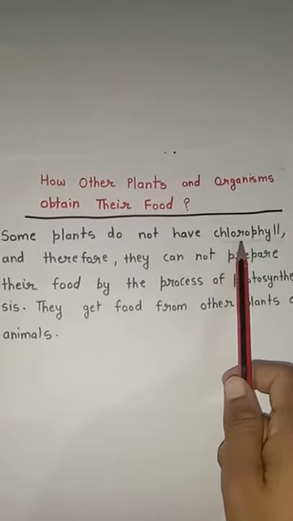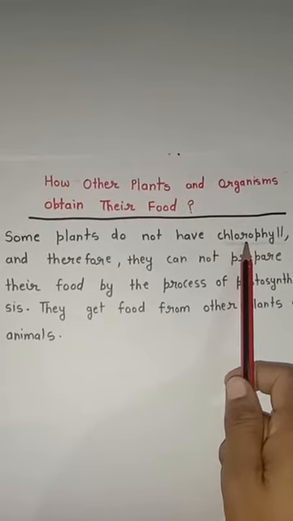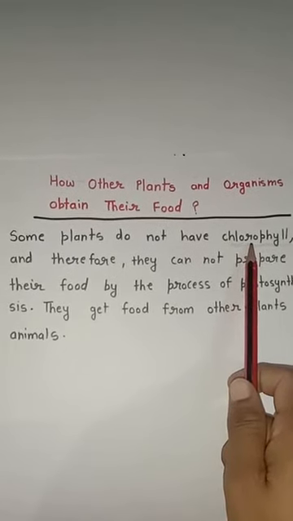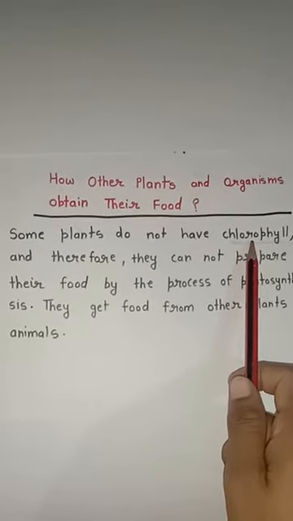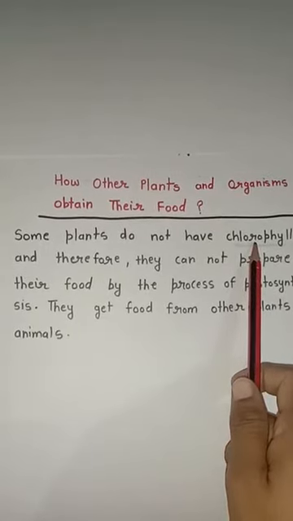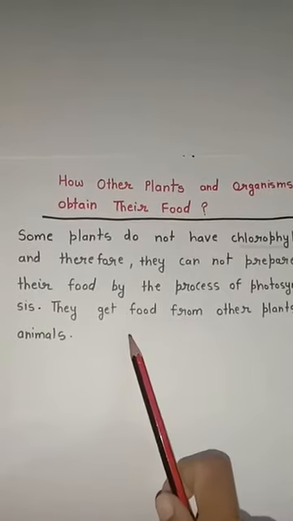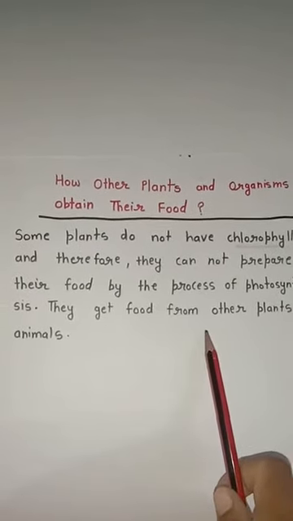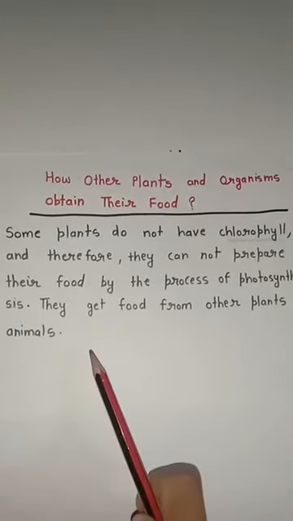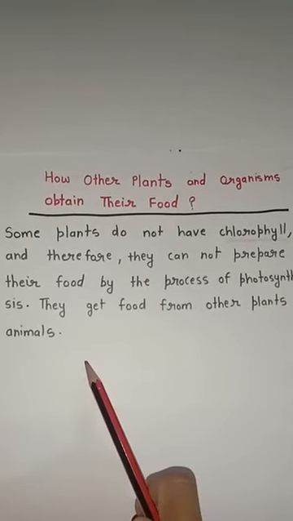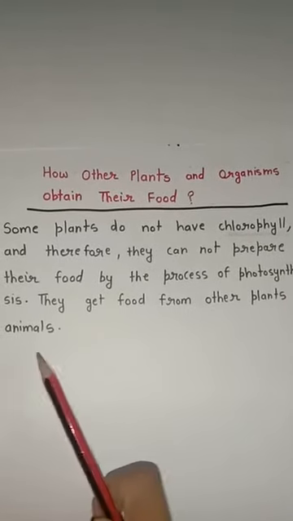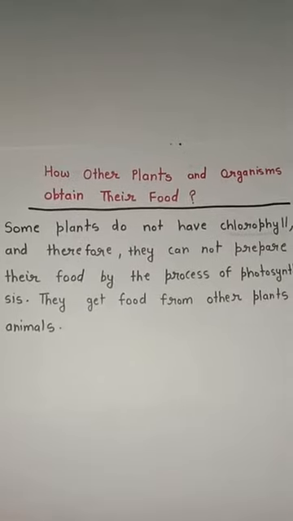Chlorophyll is a green pigment. If the plant is a non-green plant, it is not able to prepare its own food. That's why they get food from other plants or animals. They depend for their food on other plants or other animals. Yes, students, now continue with me.